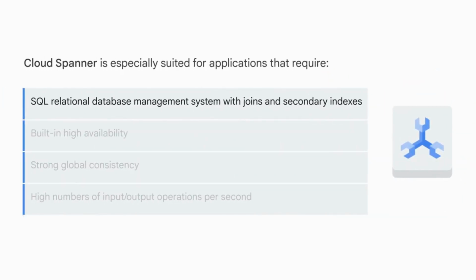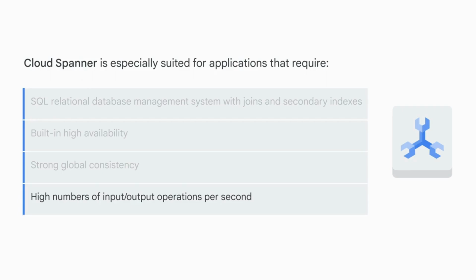Cloud Spanner is especially suited for applications that require a SQL relational database management system with joins and secondary indexes, built-in high availability, strong global consistency, and high numbers of input and output operations per second. We're talking tens of thousands of reads and writes per second or more.